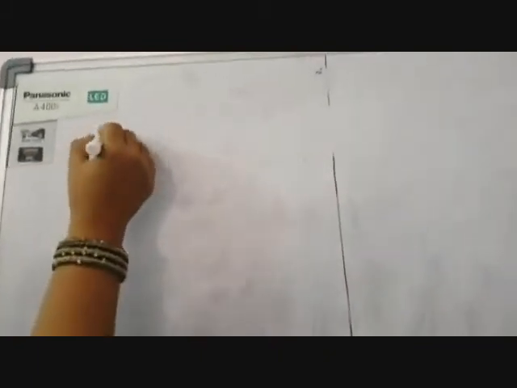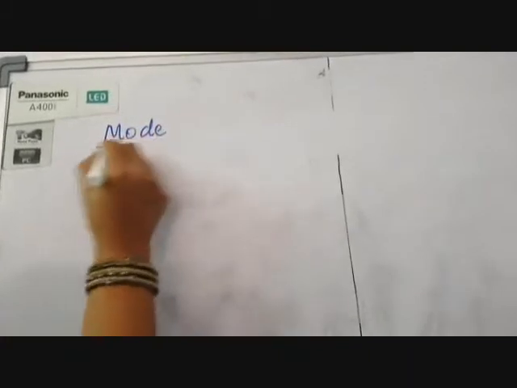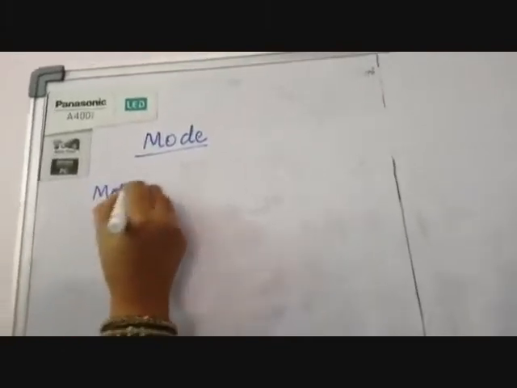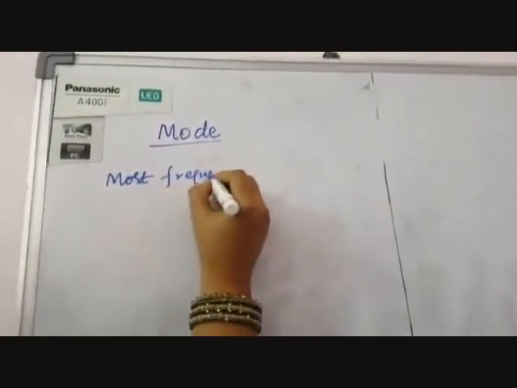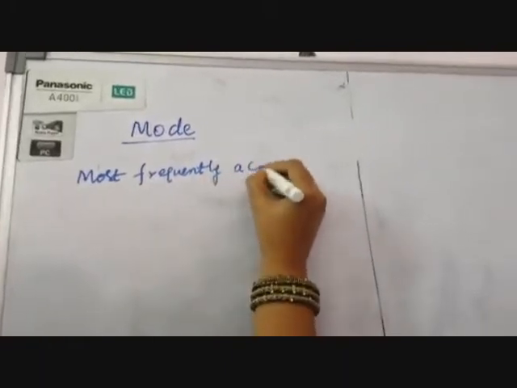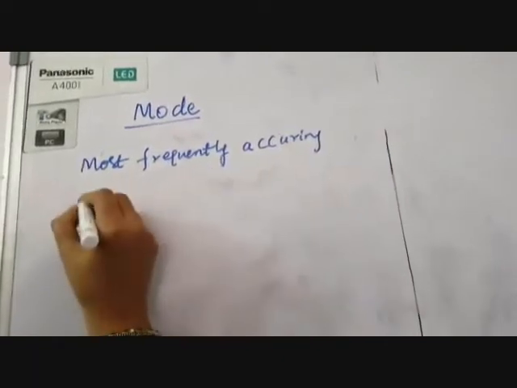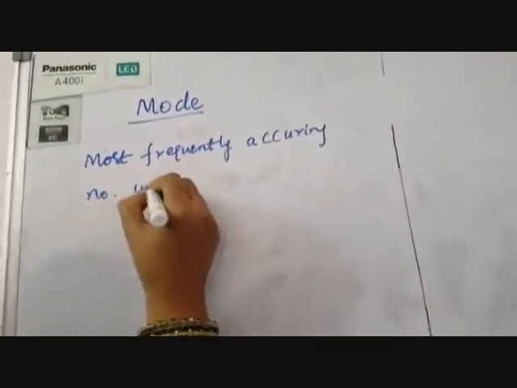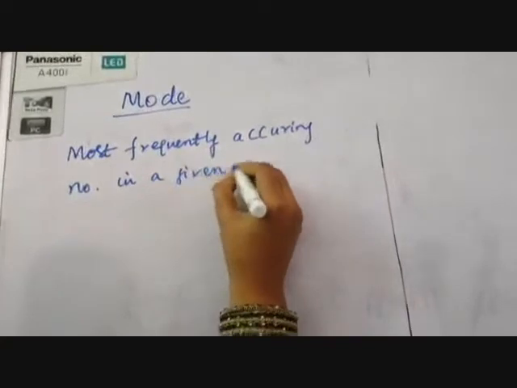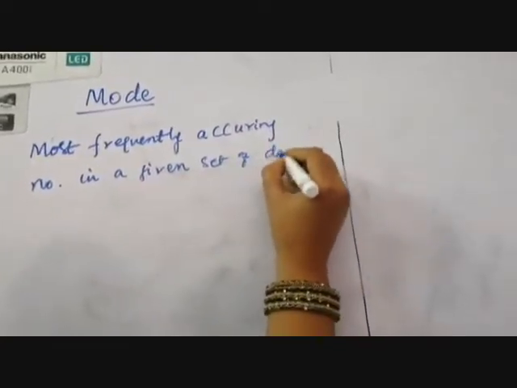Today I'm going to start exercise 2. Exercise 2 is based on mode, children. What is mode, beta? In the first class, I explained what mean, mode, and median are. Mean is nothing but average, the sum of the observations divided by the number of observations. Mode is the most frequently occurring number in a given set of data.